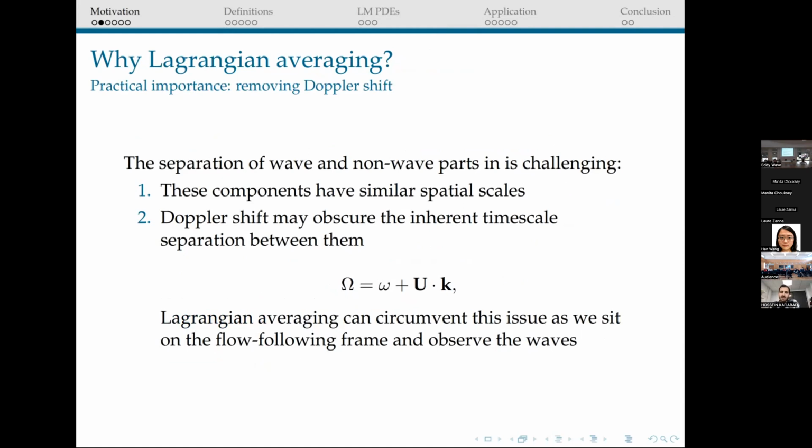One of the main advantages of Lagrangian averaging is removing the Doppler shift. If we measure things at a fixed point in space, the frequency that we measure for the waves is Doppler shifted. It's basically the intrinsic frequency of the waves plus a Doppler shift term that makes the measured frequency sometimes much smaller than what it is in reality. So Eulerian averaging, which is based on a fixed point in space, doesn't capture the intrinsic separation of time scale between the waves and non-wave parts, and fails in filtering.